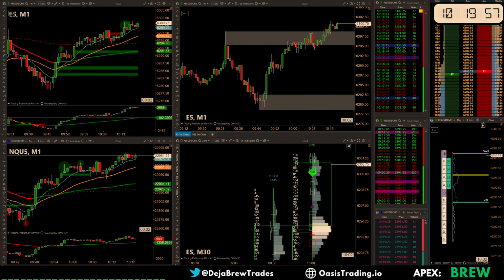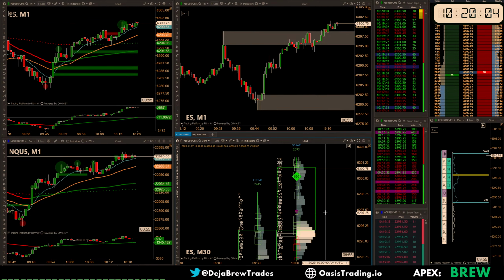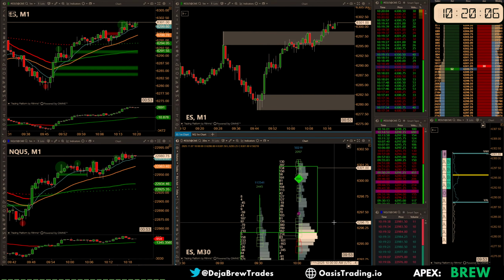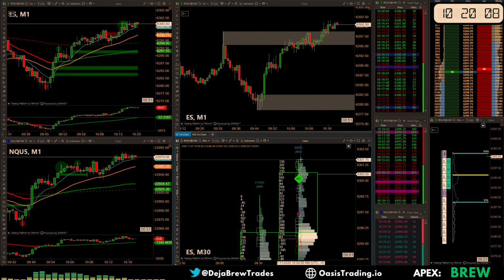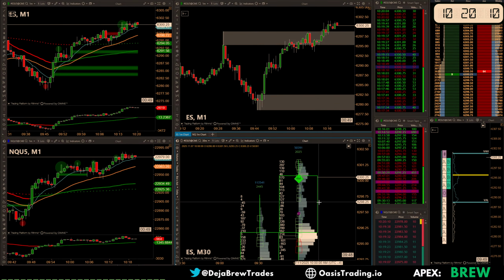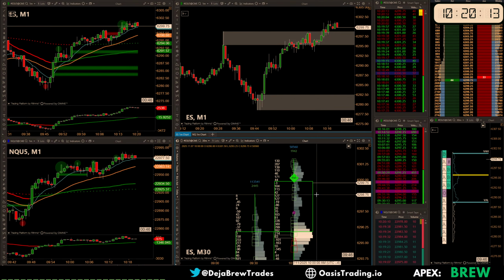This would be a footprint chart. So it'd be a 30-minute volume and delta footprint chart. Delta's on the left and kind of in the middle, those blocks. And then volume profile on the right.